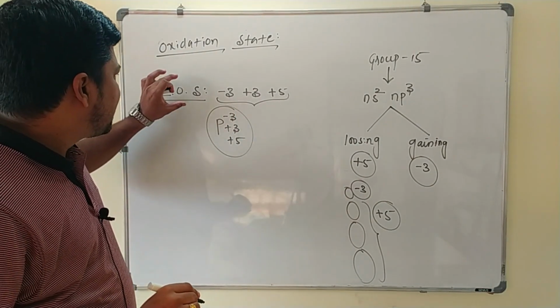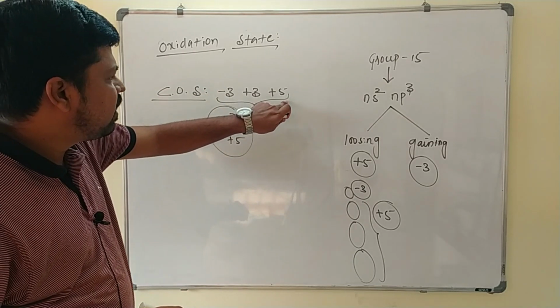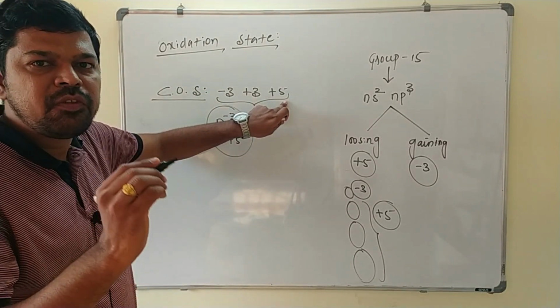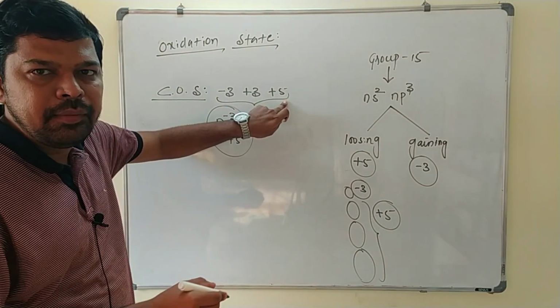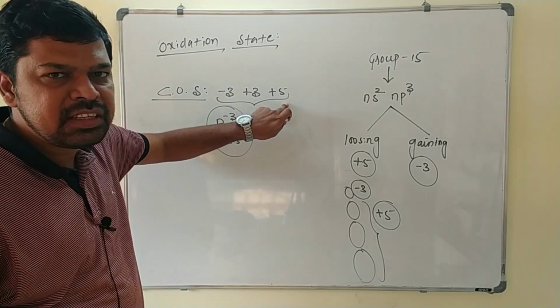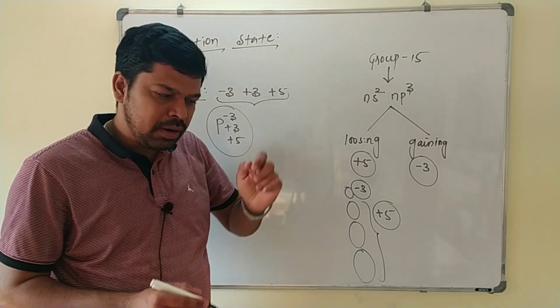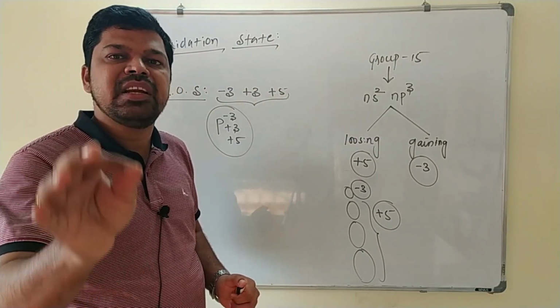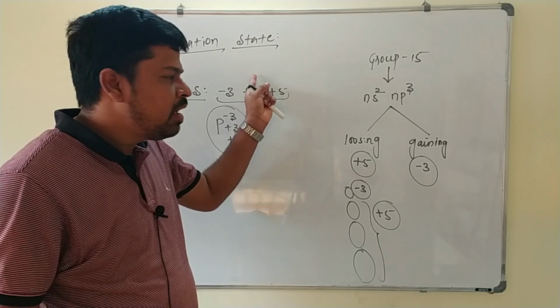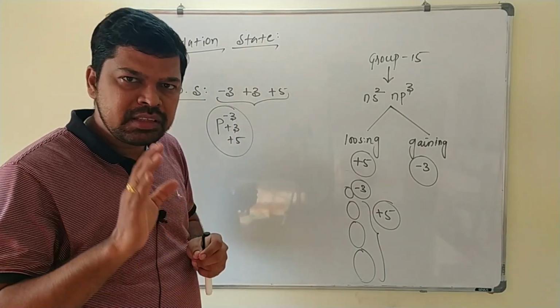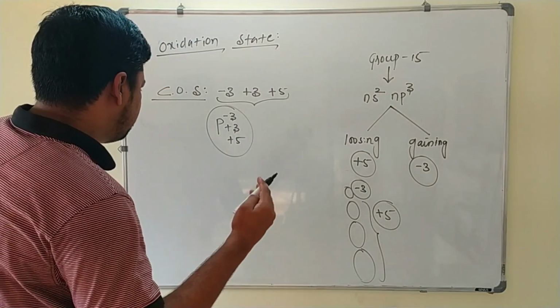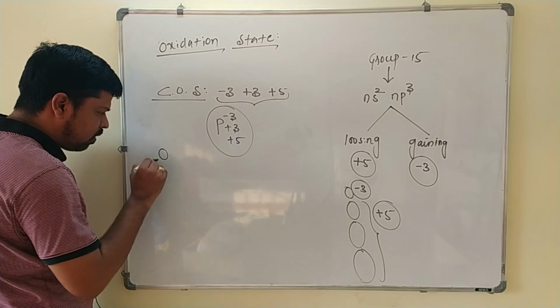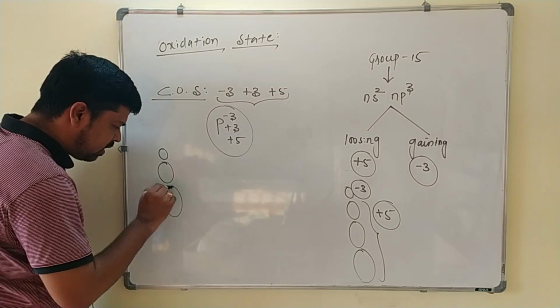Now, the maximum oxidation state of the element is what here? +5, because they are group 15 elements or 5A elements. The maximum oxidation state is +5. Always keep in mind, the oxidation state of the element will not exceed its group number. Group number is 5A. The maximum oxidation state is what? +5 here.